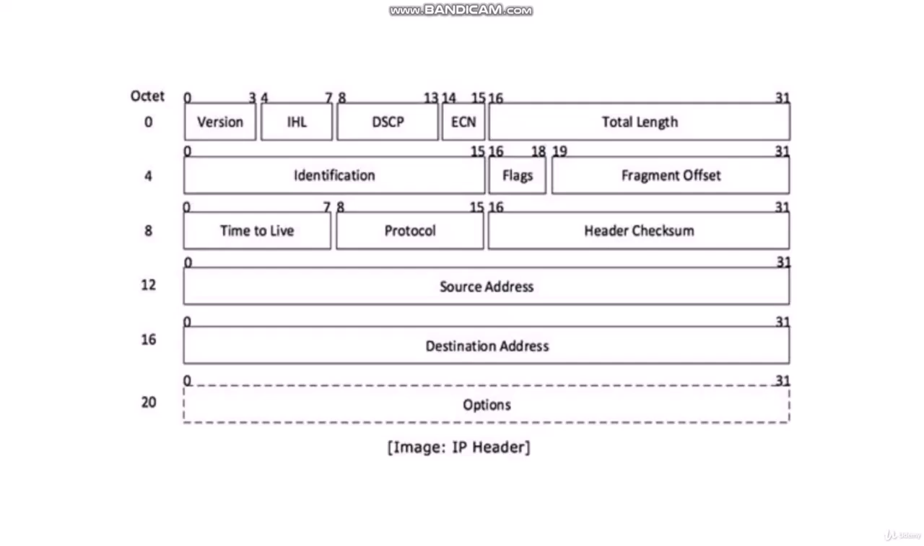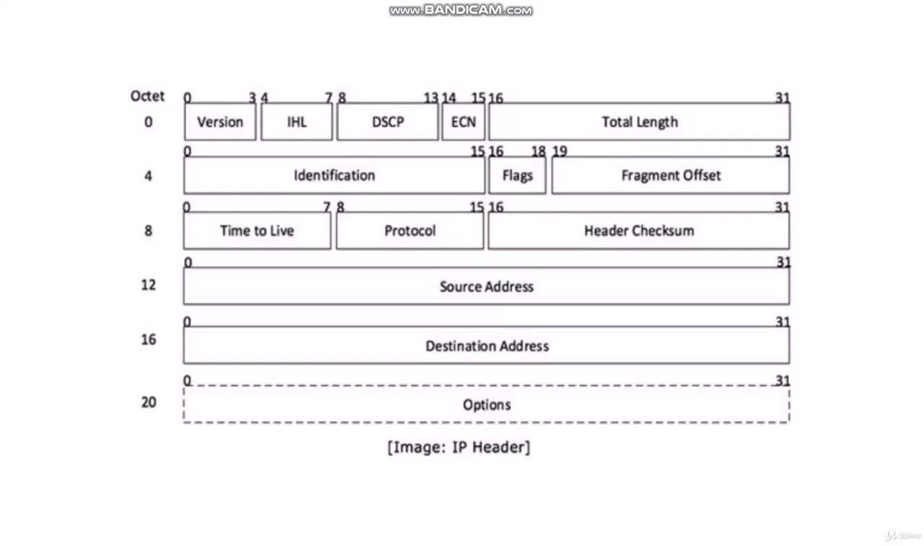Now, what are flags? As required by the network resources, if an IP packet is too large to handle, these flags tell if it can be fragmented or not. In this 3-bit flag, the MSB, that is the most significant bit, is always set to 0. There are only 2 flags available.